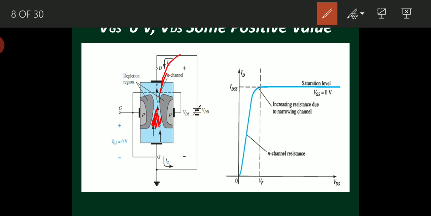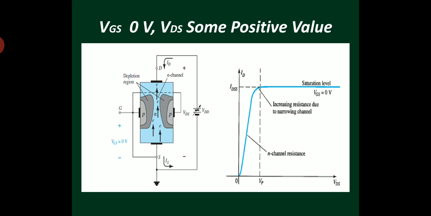That's why that voltage level of VDD is called VP, meaning pinch off voltage. At that voltage, only a constant number of charge carriers will move from the channel to the drain terminal, such that the current becomes constant. So this is what we get when VGS equals 0.